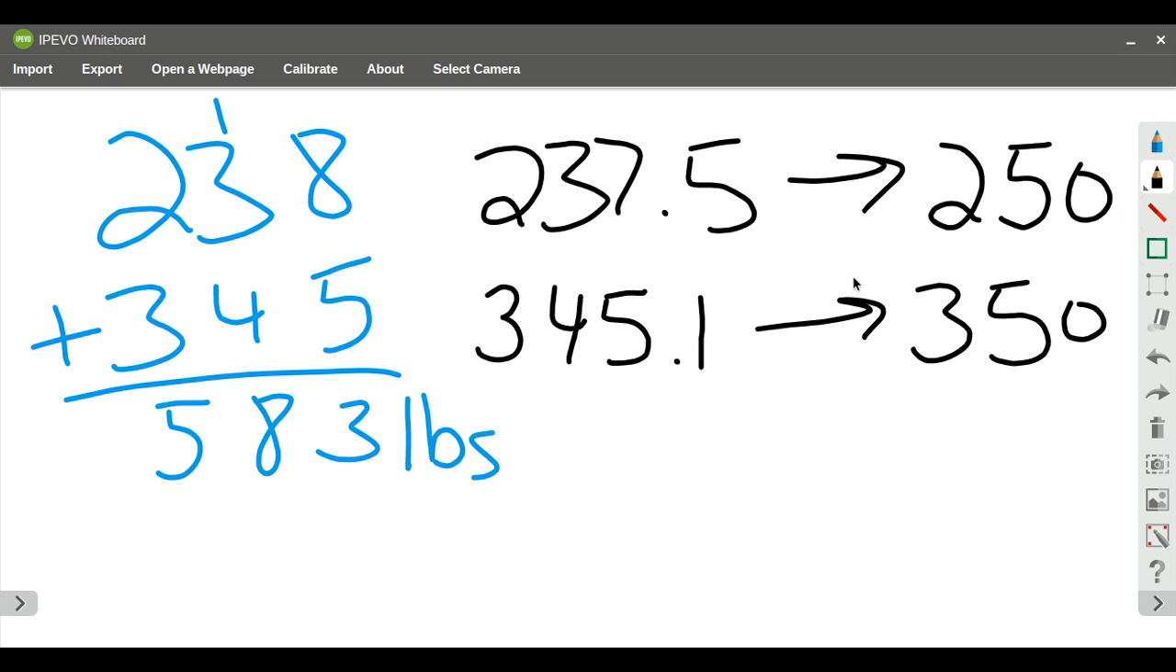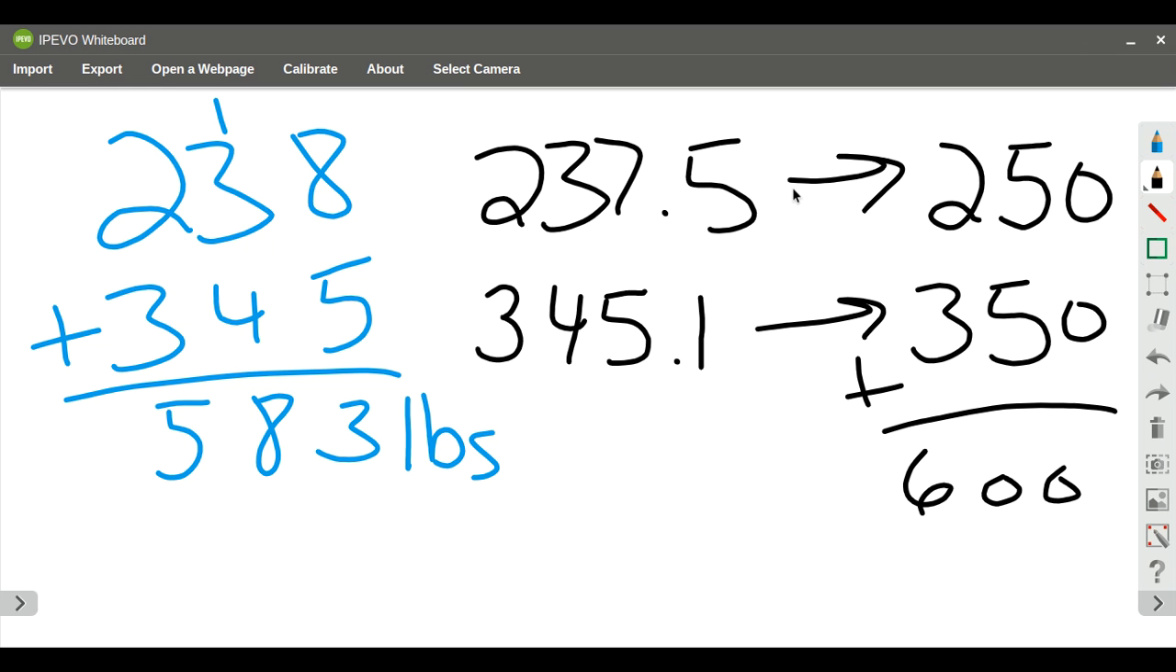It's not rounding, because the nearest whole number would have been 238, but it's a compatible number, a number that's near and easy to add. When I add these two values together, I get 600. So here I ended up with 600 pounds of food.